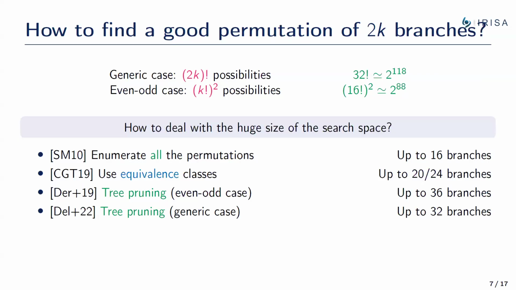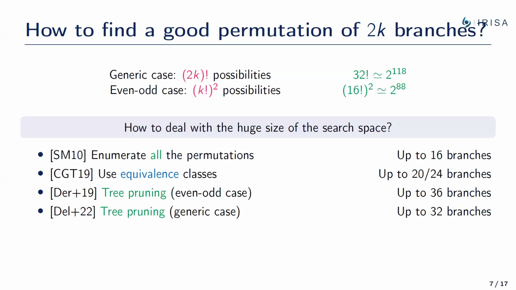In all of these designs, one of the first steps for the designer was to find a good permutation. And this is a really difficult problem because the search space is really large. Let's recall that there are factorial 2k permutations of 2k elements, and that in the even-odd case, we have the square of factorial k possibilities. So for the case of GFN with 32 branches, these are spaces that can't be explored.